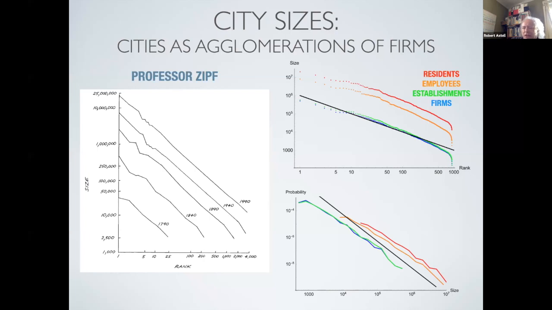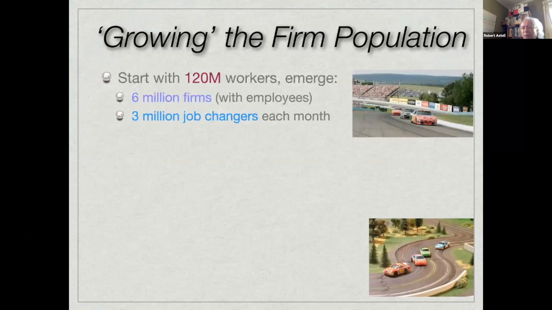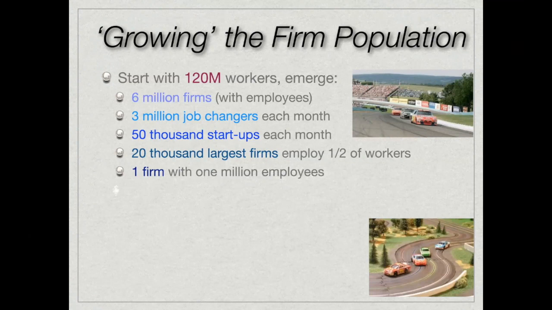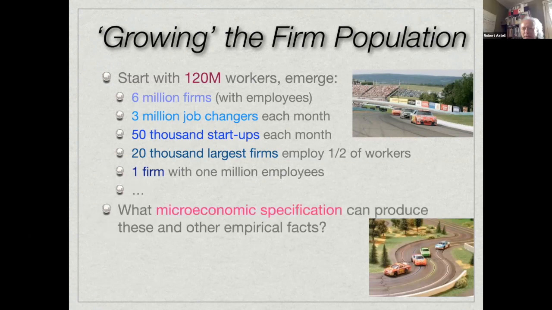When you have a very large swath of comprehensive data, in this case from administrative sources, we can try to grow this entire population and ask: can we reproduce those data? That's a simple question. Can we get 50,000 startups to emerge, 6 million firms overall, if we simply start with 120 million workers? And can we get Walmart to happen, with 1 million employees? So the question is, what microeconomic specifications can produce such facts?